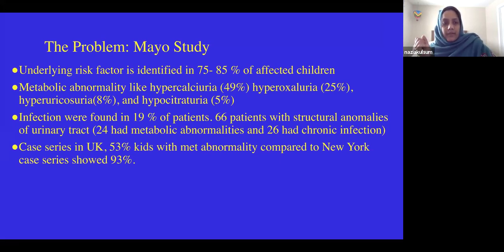In a case series from the UK, 53% of the kids had some metabolic abnormality as compared to 93% in New York. So there could be a genetic reason for it, or even an epidemiological reason for why there could be more kidney stones in certain countries or certain geographical areas compared to other places.